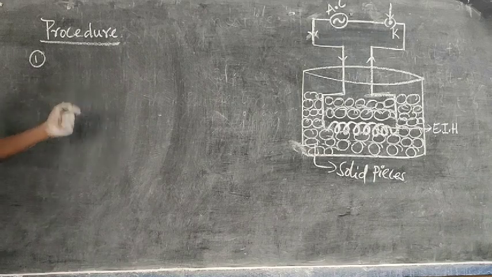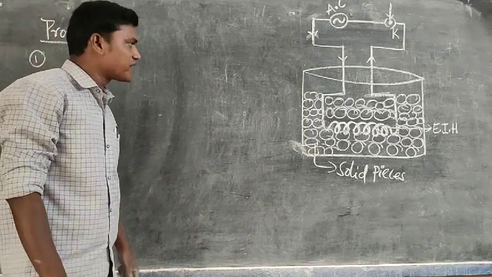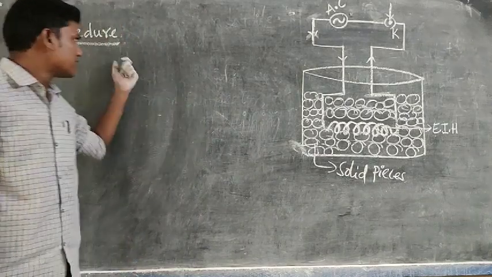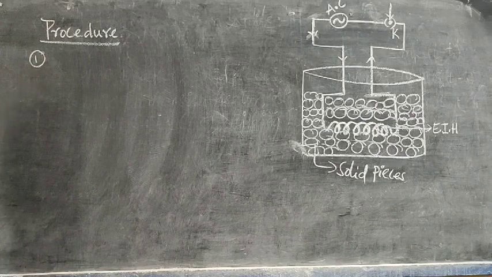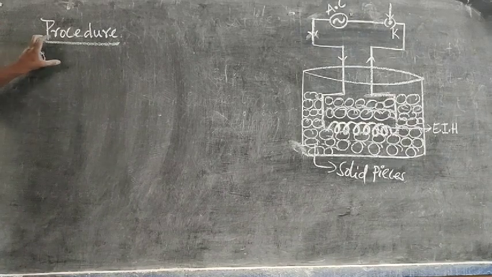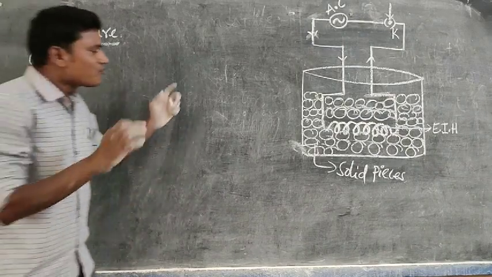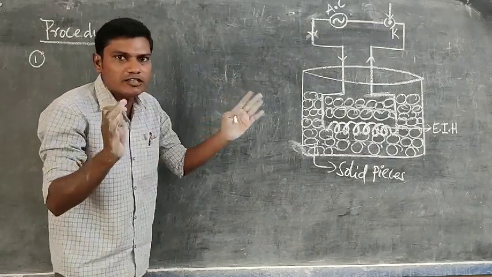So in what way can we find the specific heat capacity? We discuss that under the concept of procedure. What way can we follow? First of all, we take a large beaker.